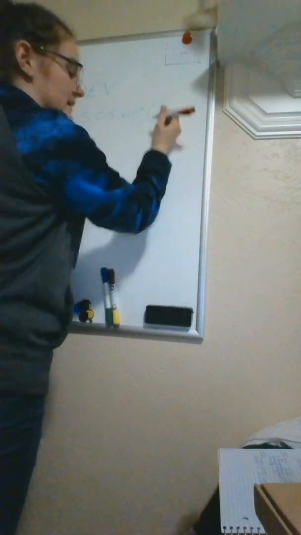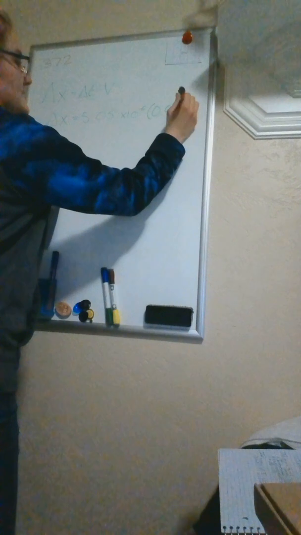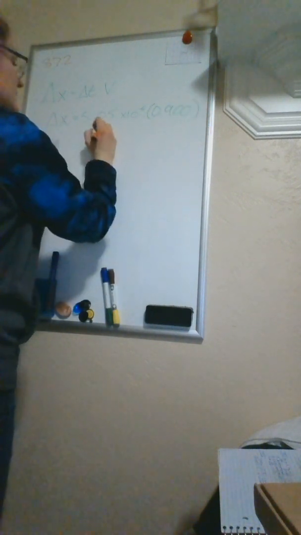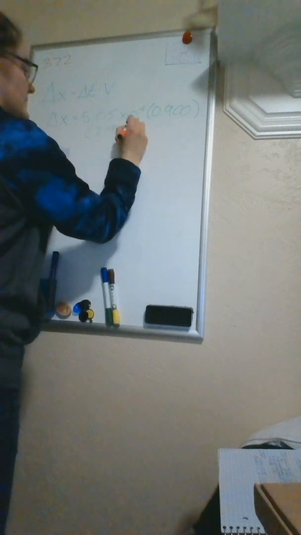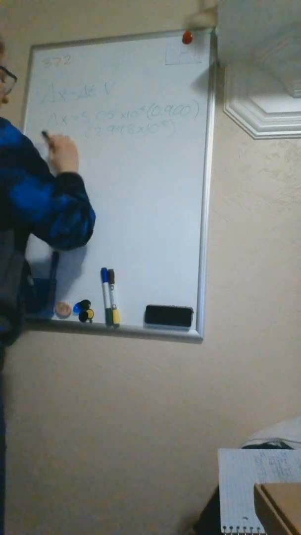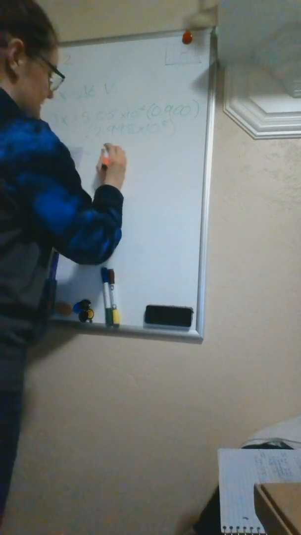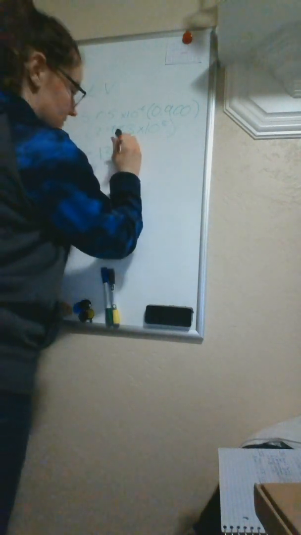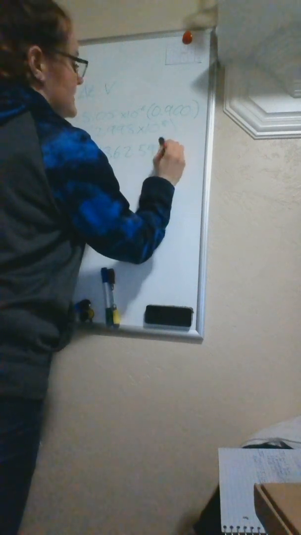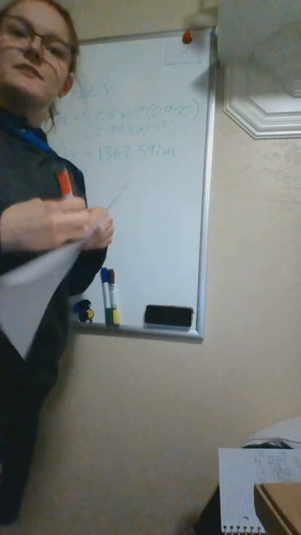And I wrote that really big. This is being multiplied by the speed of the particle, which is 0.900 times the speed of light, which we'll just put in over here, 2.998 times 10 to the 8th. And when we calculate all of that out, we get that our delta x is equal to 13,062.591 meters, and that's how far the particle can travel.